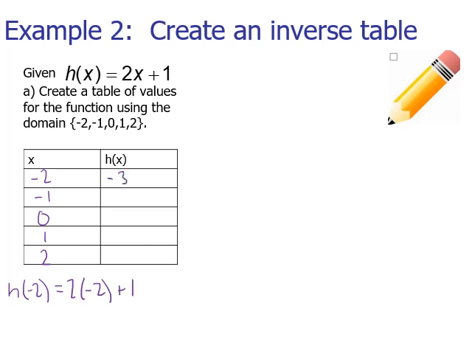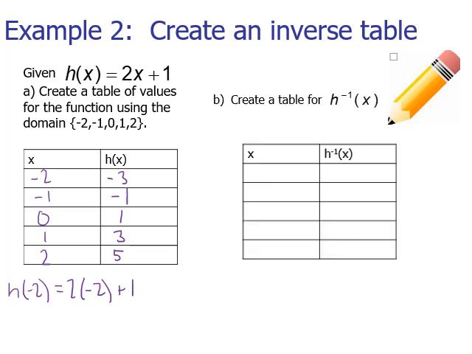I can do the same thing for the rest of my values. 2 times -1 is -2 plus 1 is -1. 2 times 0 is 0 plus 1 is 1. 2 times 1 is 2 plus 1 is 3. And 2 times 2 is 4 plus 1 is 5. And I trust that you guys know how to plug those inputs in and get our output, evaluate those input values.